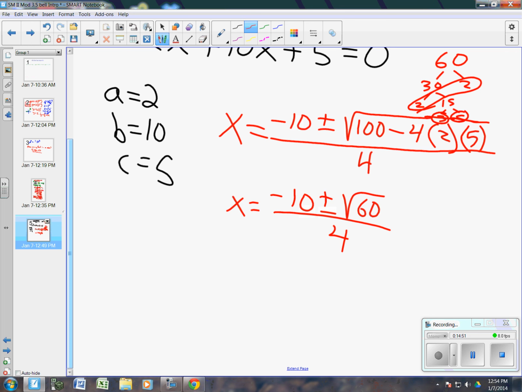They go inside. Okay, so I'm going to have negative 10 plus or minus 2 times the square root of 3 times 5, which is 15, all over 4. We're almost done.